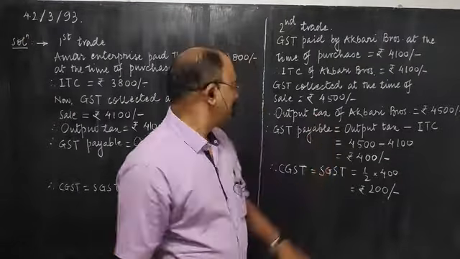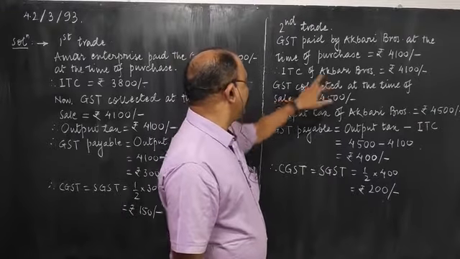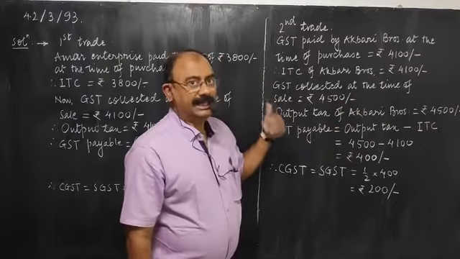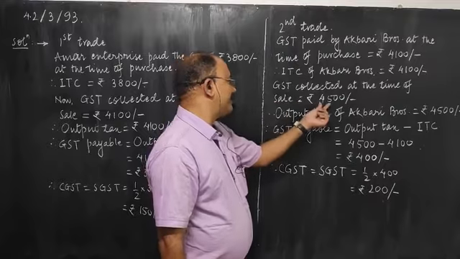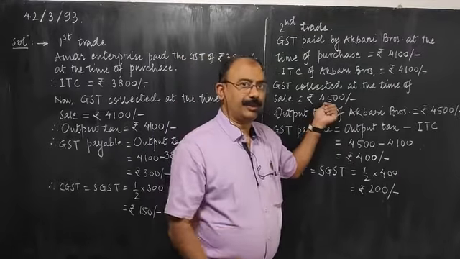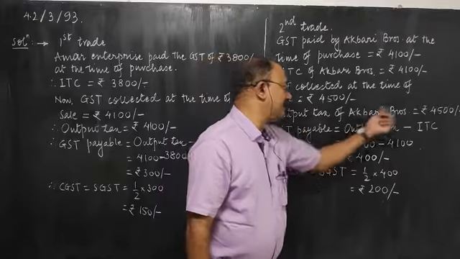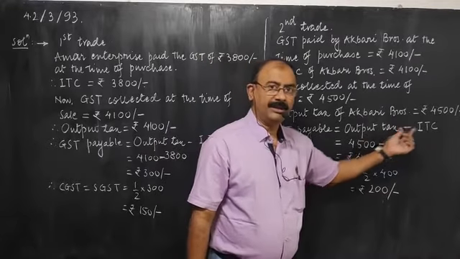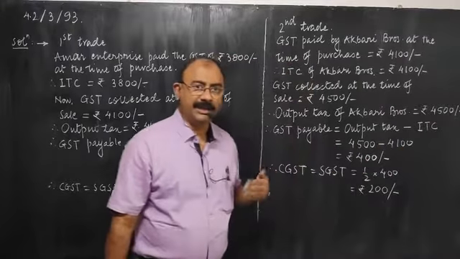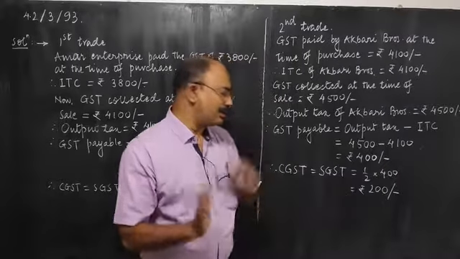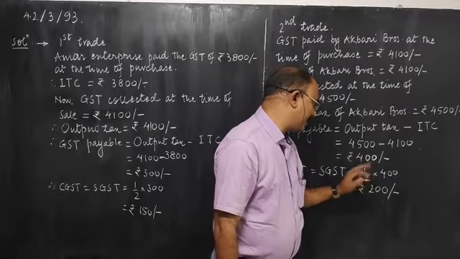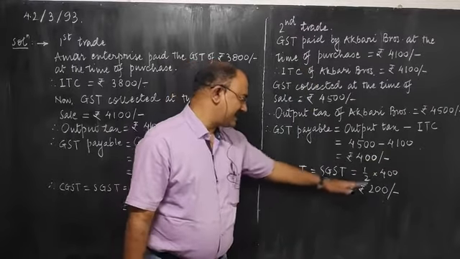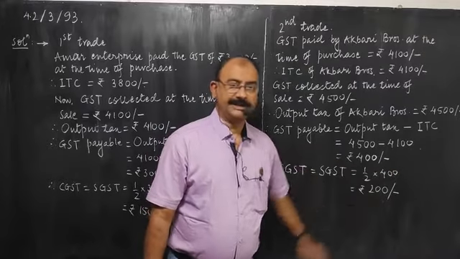So for Akbari brothers, ITC is 4,100. Okay, but they collected the GST of rupees 4,500 from Mayur Food Corner. So output tax for Akbari brothers is rupees 4,500. GST payable, again the difference between output and input tax. जितना पे किया था और जितना आपने जमा किया, उन दोनों का difference. So that comes out to be rupees 400. 4,500 minus 4,100. So it is rupees 400. So CGST and SGST will be half of 400, that is 200 each.